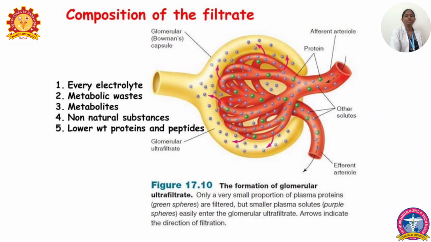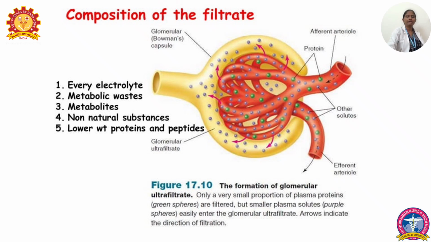So now we'll go into the composition of the filtrate. What will not be present in the filtrate, as we have discussed in the previous 3-4 slides, is proteins; they will not be present in the ultrafiltrate. Whereas all the electrolytes, the metabolic waste products, all the other metabolic products, non-natural substances, peptides, and amino acids may be present in the ultrafiltrate, and mainly what is present?